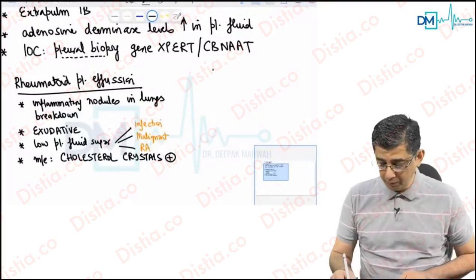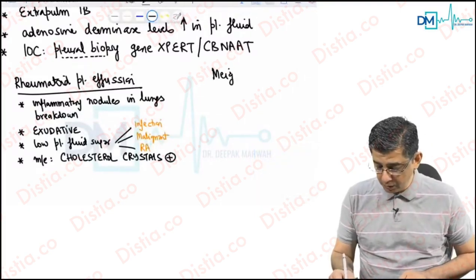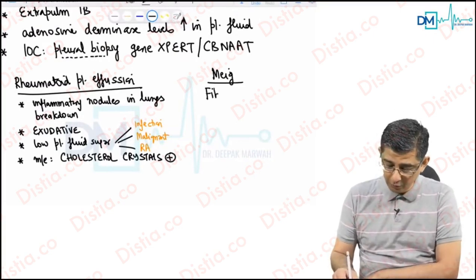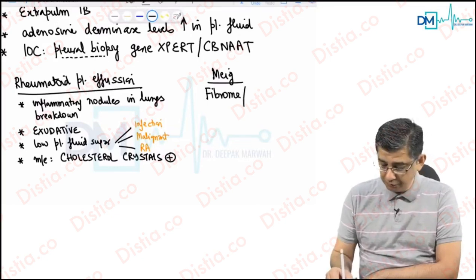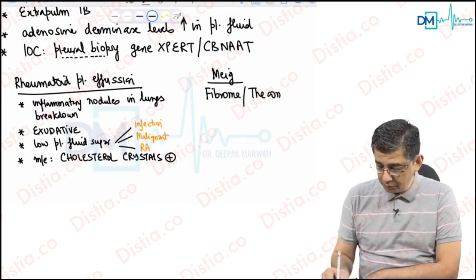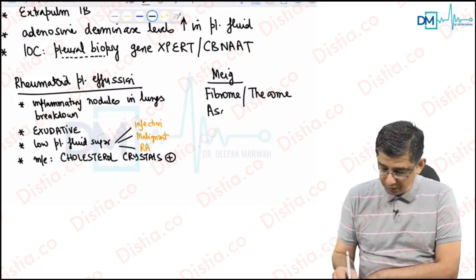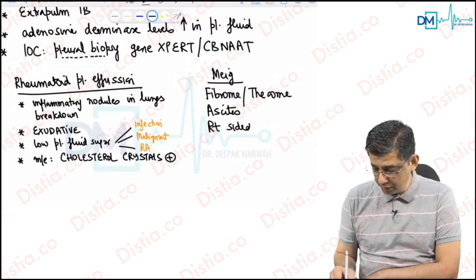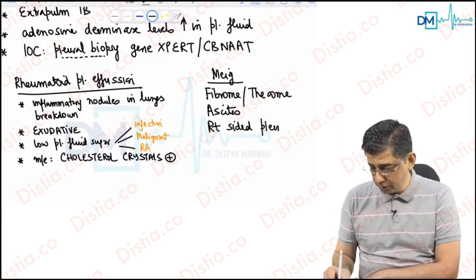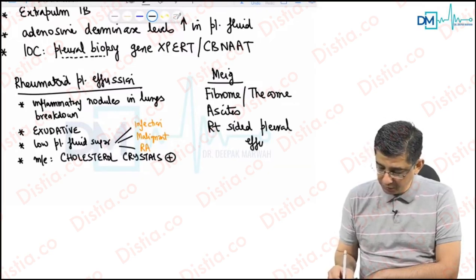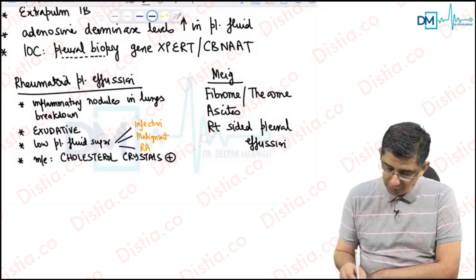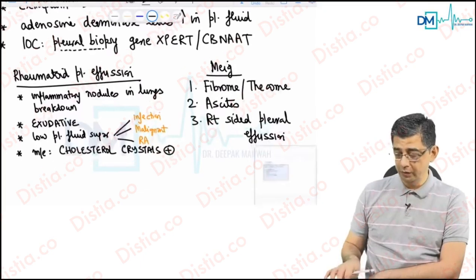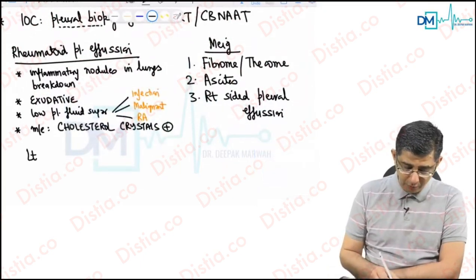Then another aspect to be remembered is Meigs syndrome. Why Meigs syndrome is asked is because this is obviously associated with the ovarian tumor, that is a fibroma or a thecoma, which is associated with ascites and is associated with right-sided pleural effusion. So most of the time the question will begin by saying which of the following conditions will be associated with right-sided pleural effusion, and your answer would be Meigs syndrome. Now the counterpart MCQ of Meigs syndrome is left-sided pleural effusion.